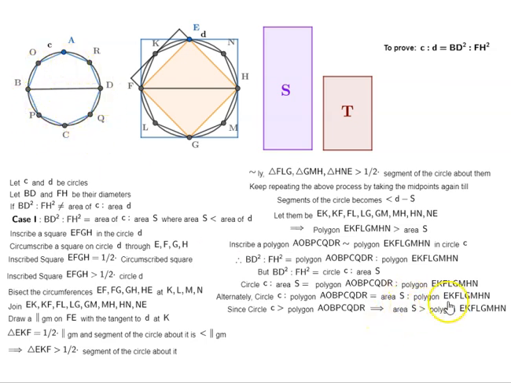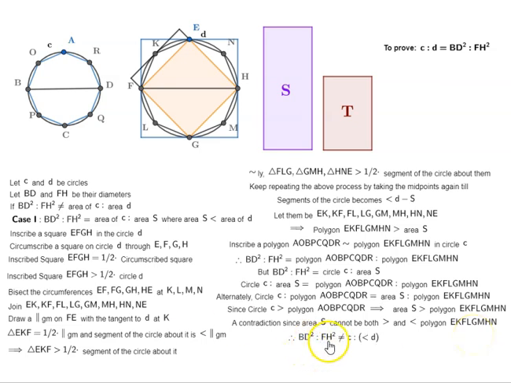So which implies that the right hand side will also have the same property. That is, area S is greater than polygon EKFLGMHN, which means we have arrived at a contradiction. How? Because here we said polygon EKFLGMHN is greater than area S. And here we have arrived at area S is greater than polygon EKFLGMHN. So a contradiction, since S cannot be both greater than and less than polygon EKFLGMHN.